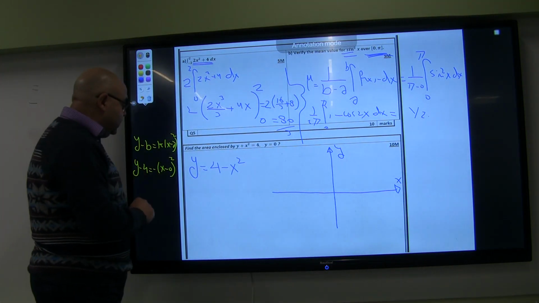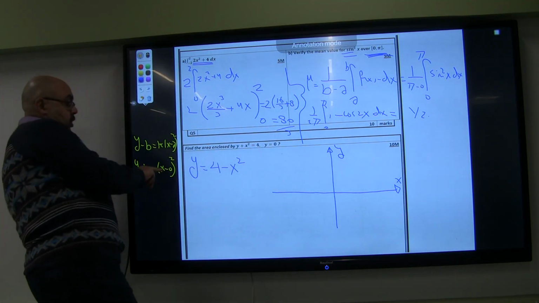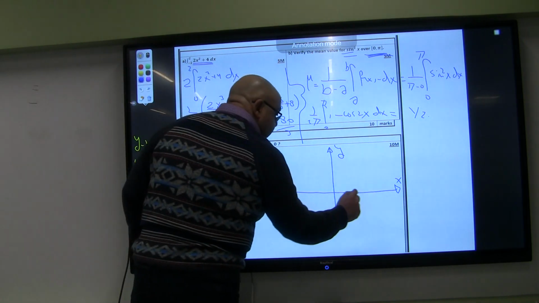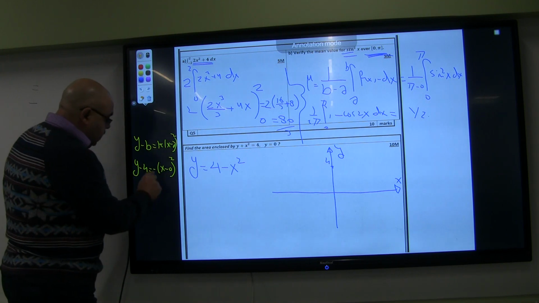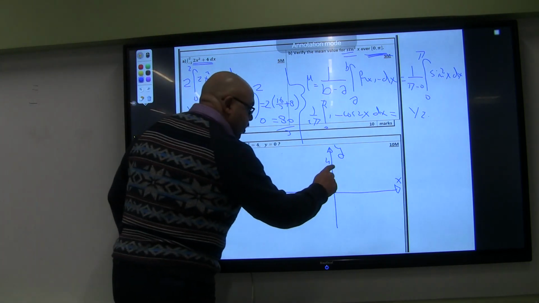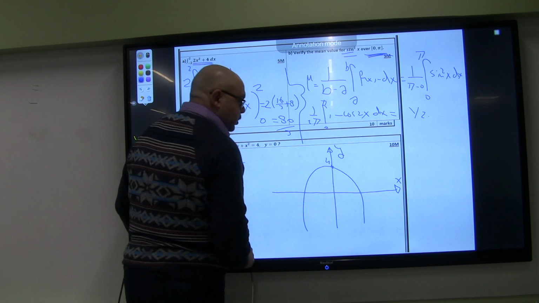Symmetry about the y-axis, I will have to go for the vertex, which is (0, 4): at x equal to 0, y equal to 4. As you see, k is negative, so the curve will go down like this.